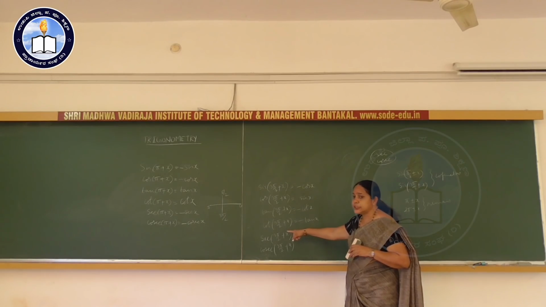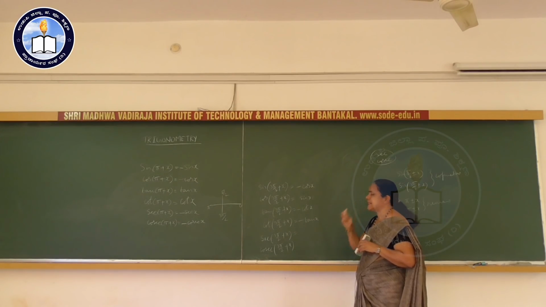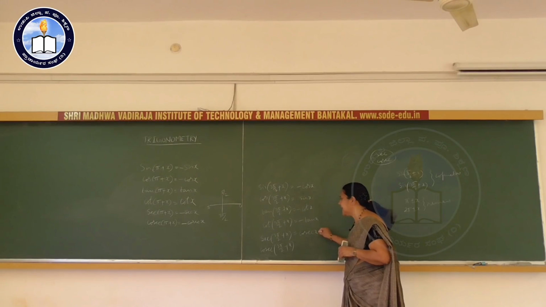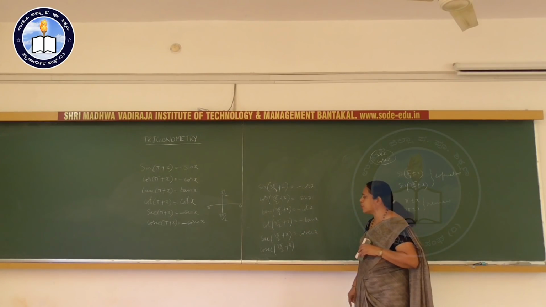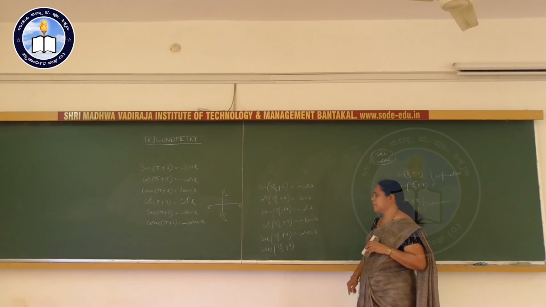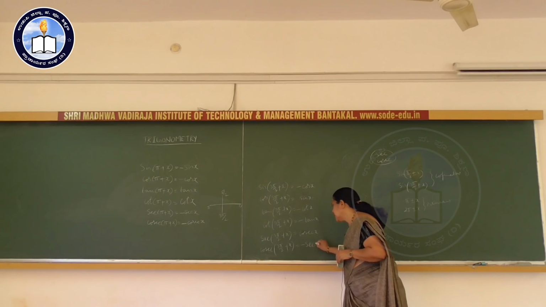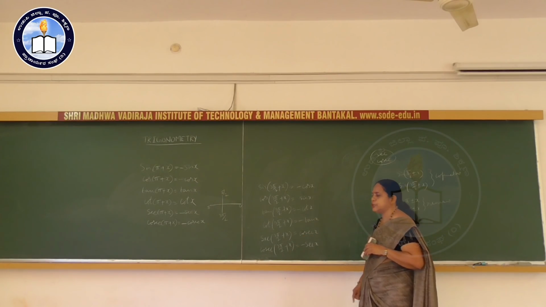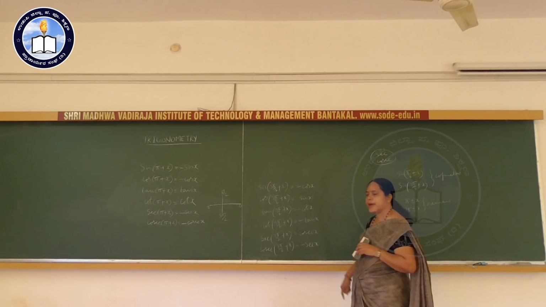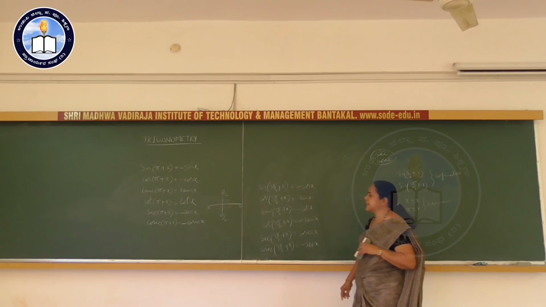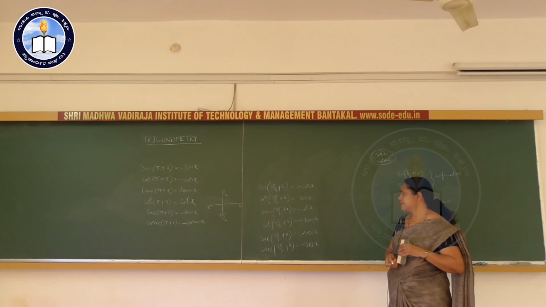Secant of 3 pi by 2 plus x is equal to plus cosecant x, because in the fourth quadrant secant is positive. Cosecant of 3 pi by 2 plus x is equal to minus secant x, because in the fourth quadrant cosecant is negative.